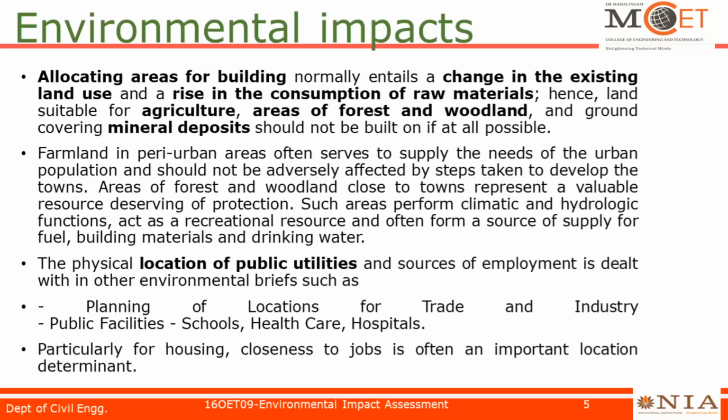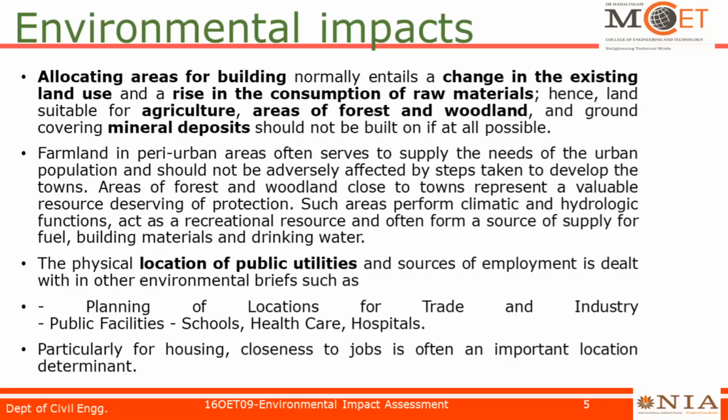Farmland in peri-urban areas often serves to supply the needs of the urban population and should not be adversely affected by steps taken to develop the towns. Areas of forest and woodland close to towns represent a valuable resource deserving of protection. Such areas perform climatic and hydrological functions, act as a recreational resource, and often form a source of supply for fuel, building materials, and drinking water supply. The physical location of public utilities and sources of employment is dealt with in other environmental briefs, such as planning of locations for trade and industries, and public facilities like schools, healthcare, hospitals, etc.